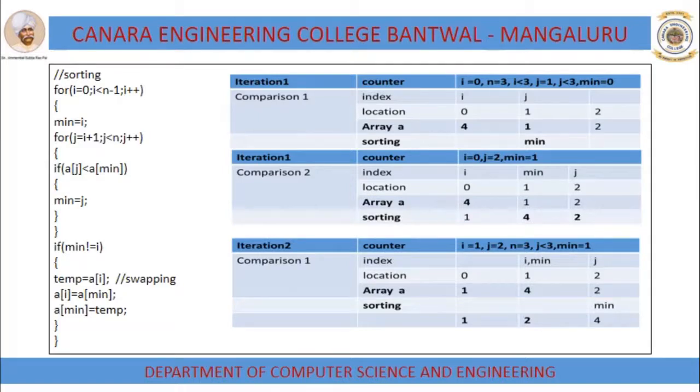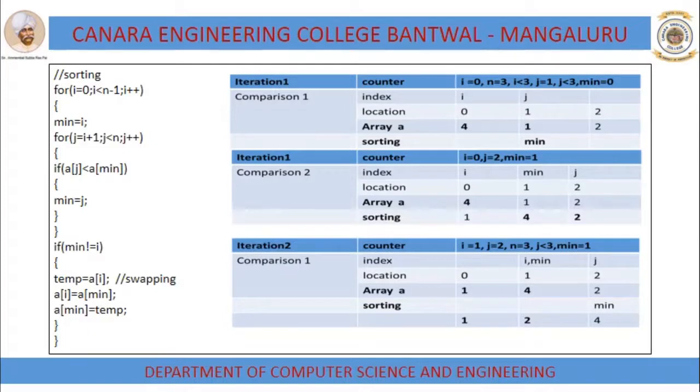So now minimum equal to j. This is the new minimum value, so minimum will point here. Minimum equal to 2, so minimum will be pointing here now. Now control will come back here. J is incremented by 1. J was 2, J becomes 3. Now 3 is less than 3? The condition is false. So it will directly come outside the inner for loop.